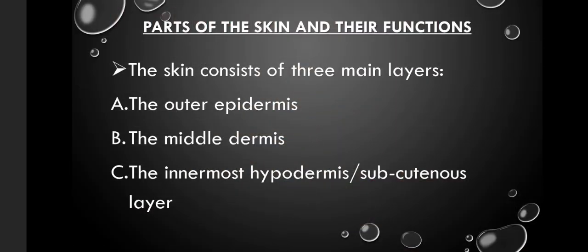Now, we have seen the structure of the skin. Now, I want us to discuss the parts of the skin and the functions that each one of them will be carrying out. I want you to note that normally the skin is composed of three layers. We have the outermost layer that we are calling epidermis. We have the middle layer that we are calling dermis. Then we have the innermost layer that we are calling hypodermis or subcutaneous layer.